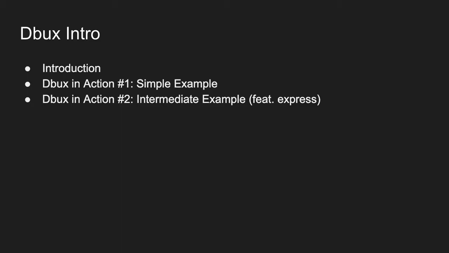We are first going to talk about what Dbux is and where it came from, and then we are going to jump right into the action and look at how Dbux works in two examples. The first example is going to look at a nice and simple piece of code, and the second example is going to take us into a real-world bug that actually happened in the Express repository a few years ago. You can find timestamps below the video if you want to skip ahead.